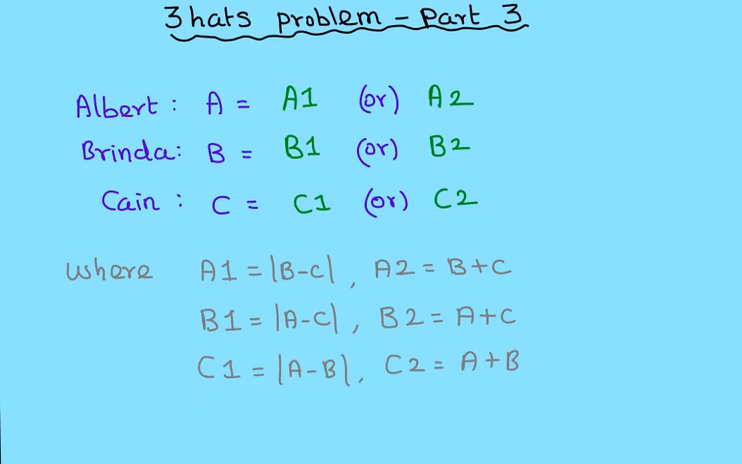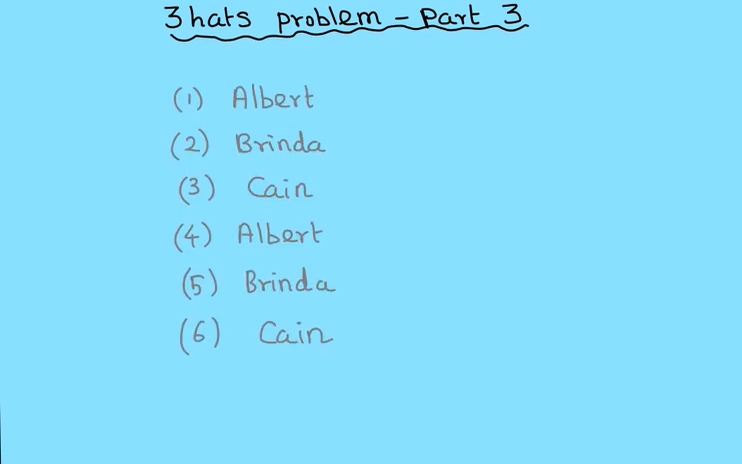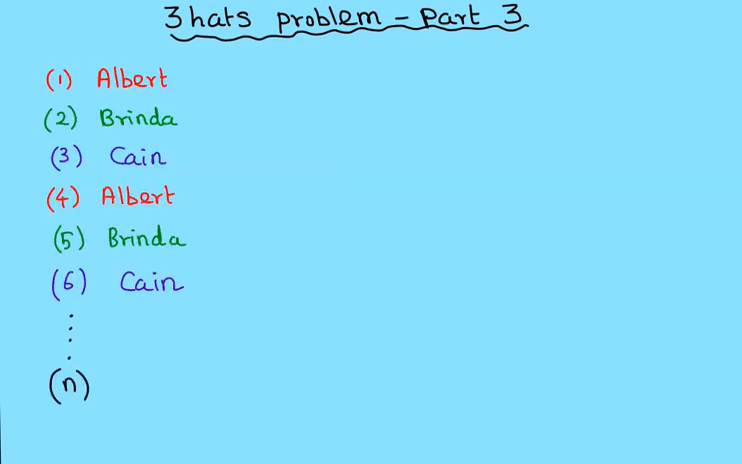Now, the other thing is, how can we know whose turn it is at the nth conversation? This is easy to find because each student's turn comes every third time. So, in general, if n mod 3 is equal to 1, it is Albert's turn. If n mod 3 is equal to 2, it is Brinda's turn. If n mod 3 is equal to 0, then it is Cain's turn. So, these are the observations that we needed. Now, let us begin.